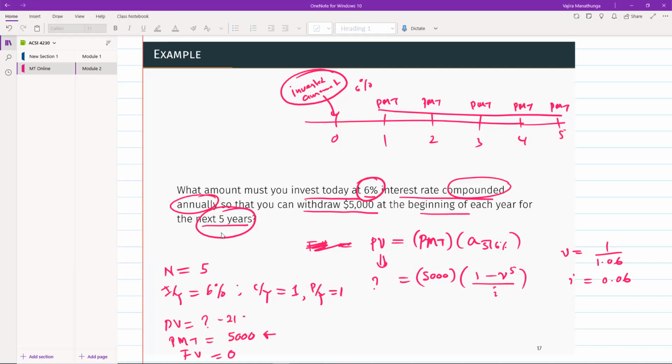21,068. Okay. So you need to deposit that much to do this withdrawal. So this is how much you need to deposit today.